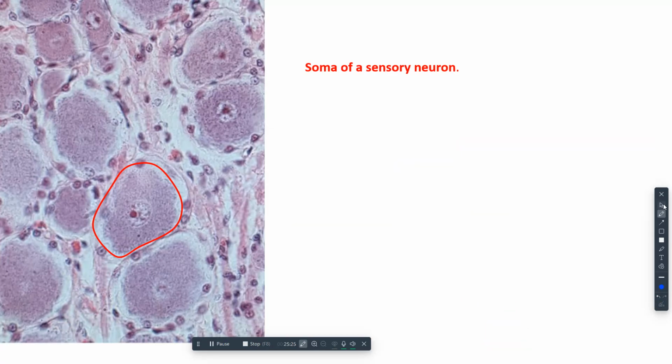All right, good stuff. We're almost done. Last slide. I see a whole bunch of glial cells. Like, this is a nucleus of a glial cell. And of course, I see many, many more.